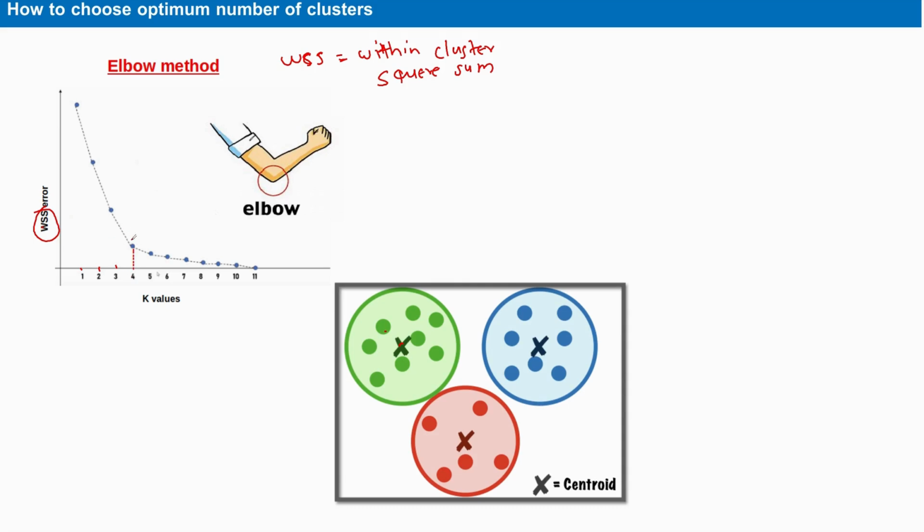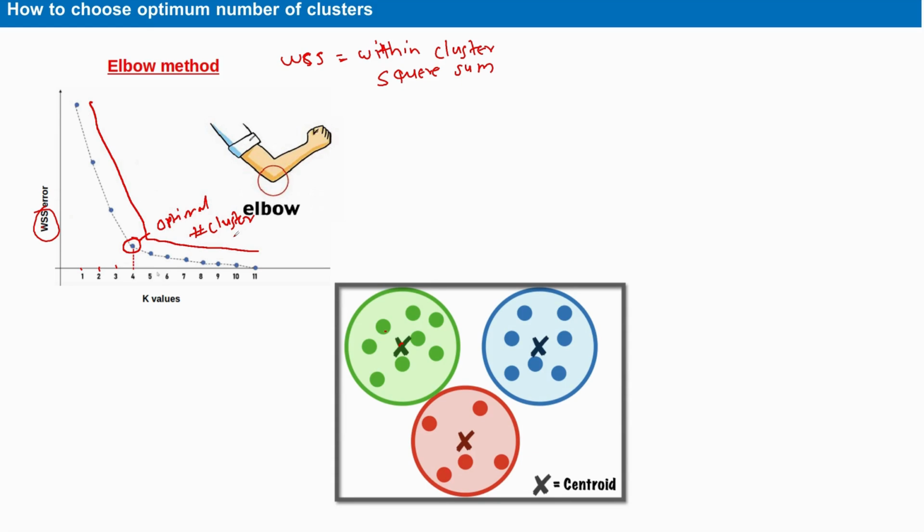So like that, for each number of clusters, we need to plot the respective WSS error. In this plot, we need to find the point where the elbow shape is formed. If you can see here, this looks like an elbow. So we can find that k of 4 is the optimal number of clusters. That is how the elbow method works.